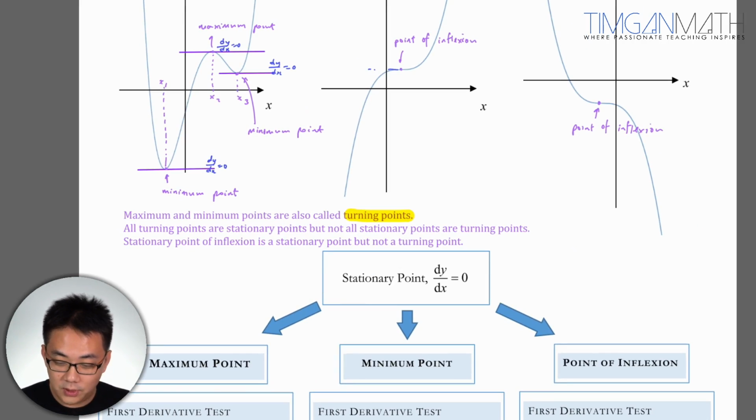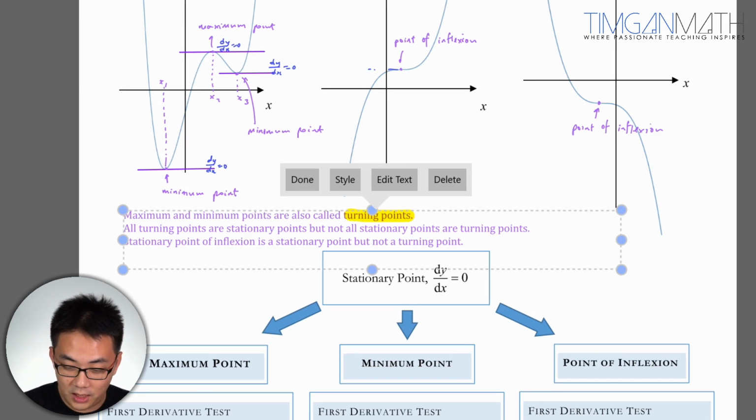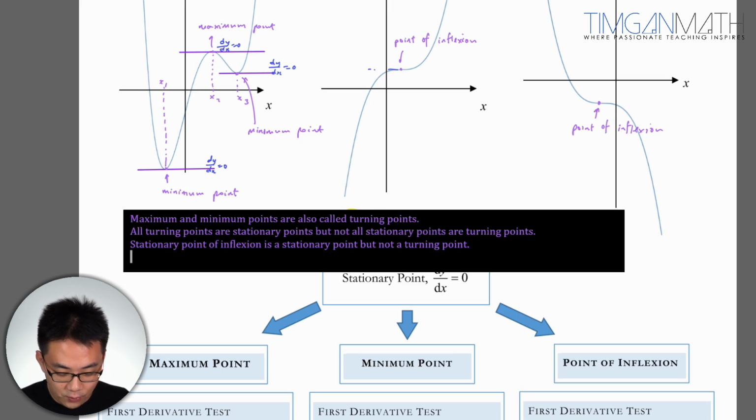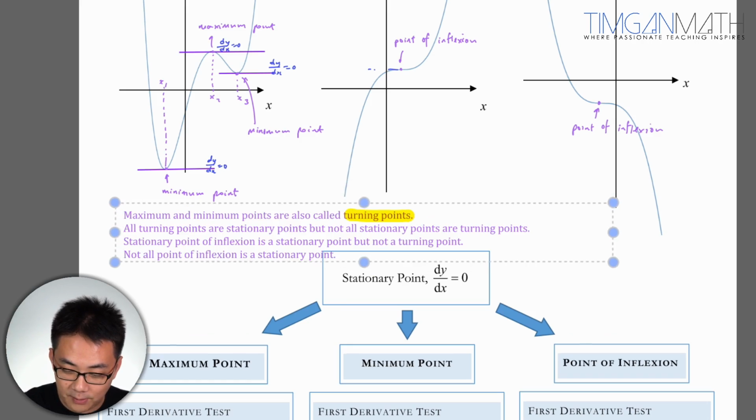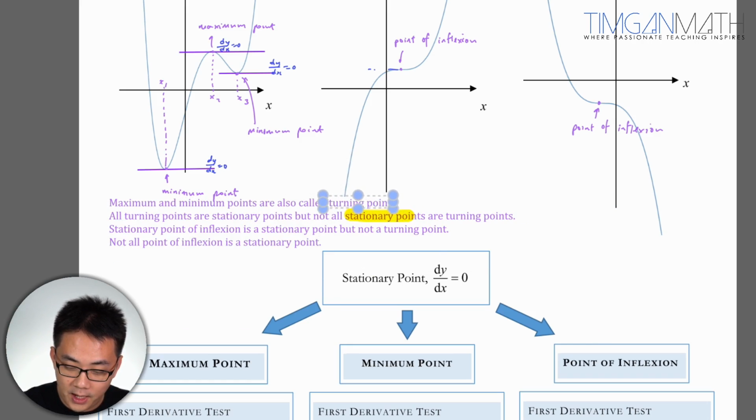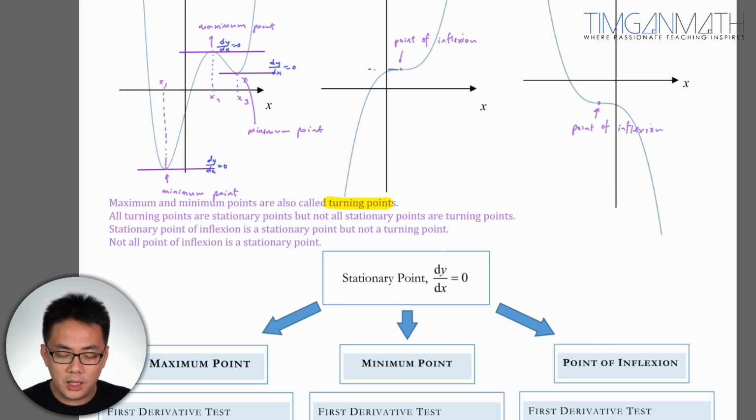But also take note that not all points of inflection are stationary points. Okay, so maybe it's quite confusing, I know, but I will just stress these few points. So not all points of inflection are stationary points. Okay, so inflection is basically an S-curve. So just now I gave you an example, where it doesn't have a 0 at the flat end there.